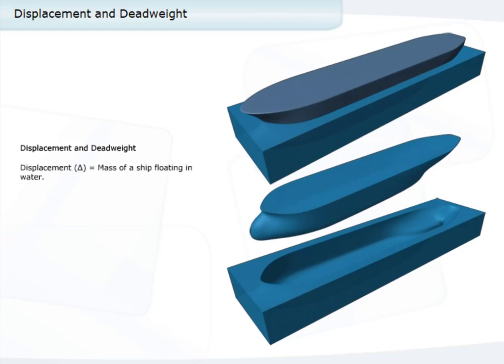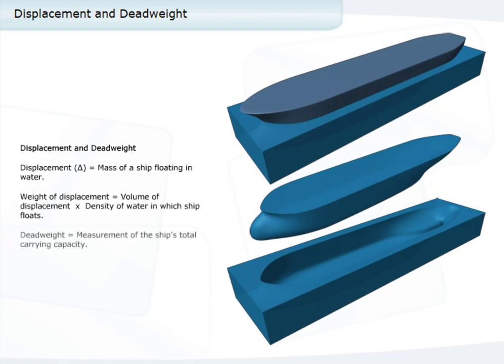Displacement is defined as the mass of a ship floating in water. This mass is measured in tons, and is normally represented by the symbol delta. The weight of displacement equals the volume of displacement of a ship multiplied by the density of the water in which the ship floats. Dead weight is defined as a measurement of the ship's total carrying capacity. This includes the total weight of cargo, fuel, fresh water, stores, provisions, crew, and items, excluding the actual weight of the hull and fixed machinery.